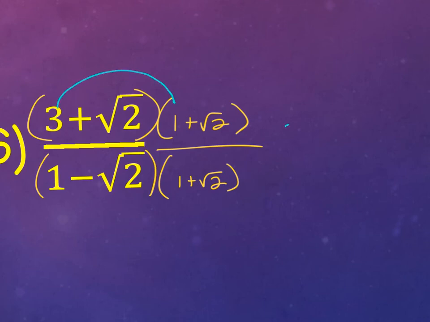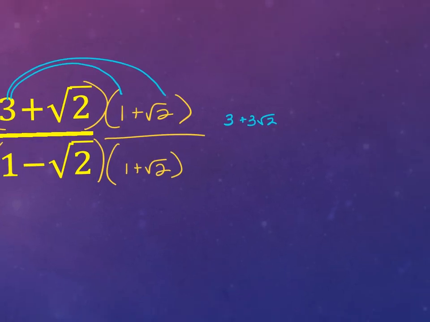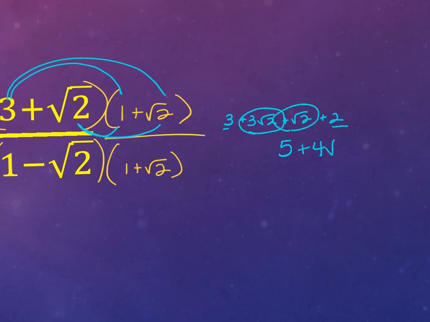3 times 1 is 3. 3 times root 2 is 3 root 2. Root 2 times 1 is root 2. Root 2 times root 2 is 2. Combine my like terms here, and I have 5 because of 3 plus 2, plus 3 root 2 plus 1 root 2, which is 4 root 2. That's my numerator.